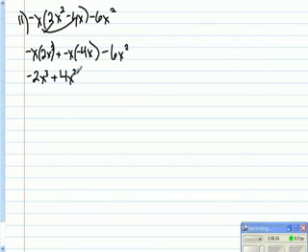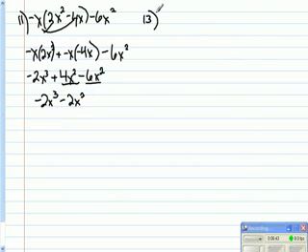x times x gives me x squared, minus 6x squared. And there are like terms. These are the same variable to the same power, so I can combine those. 4x squared and negative 6x squared is negative 2x squared. So that's my answer. Number 13.